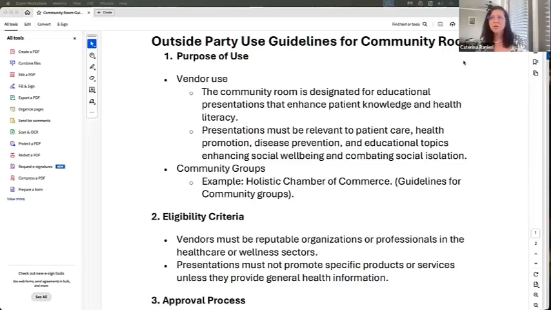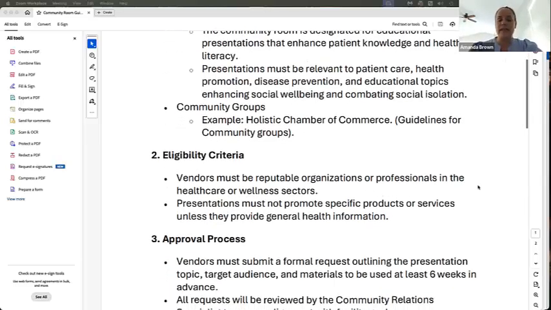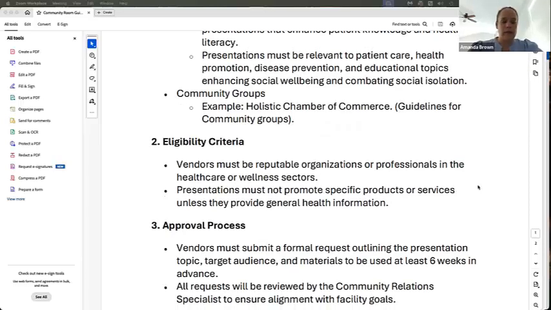Okay. So Karen, do you want to start going through this or would you like me to? I mean, either way. Let's tackle the purpose first and go straight down. Go ahead, Amanda. Tell us what the purpose is. Yeah, so vendor use of community room is designated for educational presentations that enhance patient knowledge and health literacy. Presentations must be relevant to patient care, health promotion, disease prevention, and educational topics, enhancing social well-being and combating social isolation. Community groups, for example the Holistic Chamber of Commerce, this is what the guidelines are for. And I'll elaborate on that a little bit too.